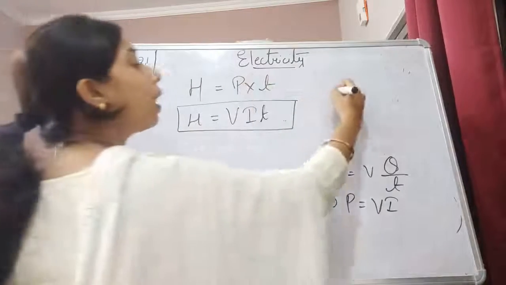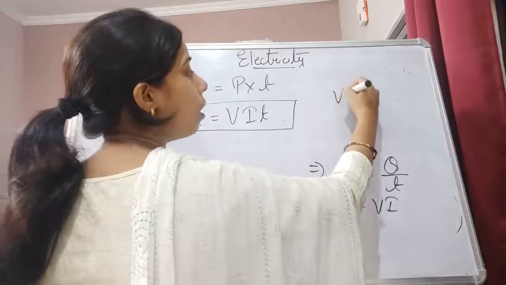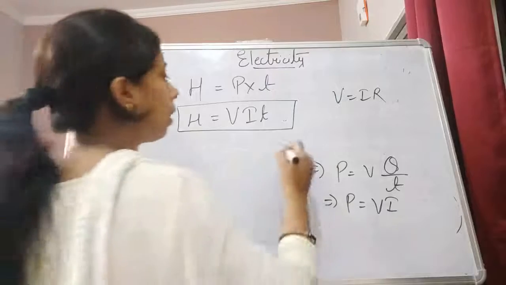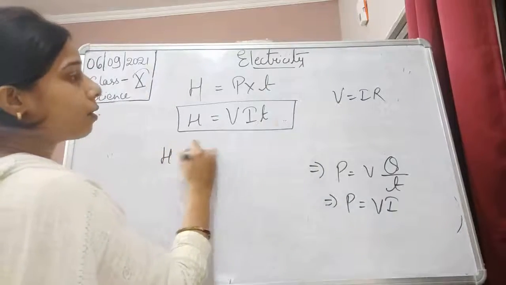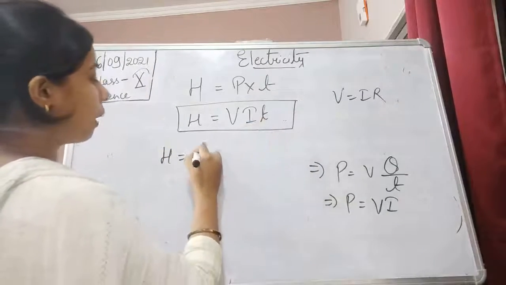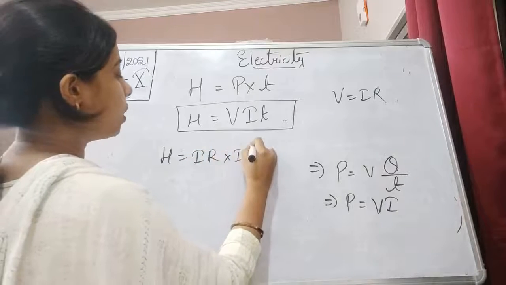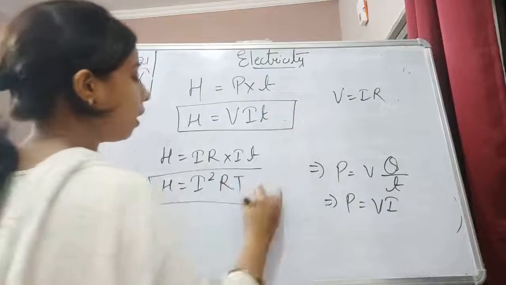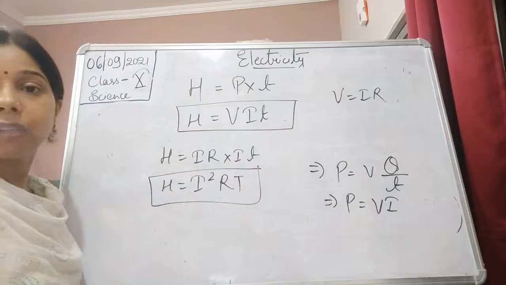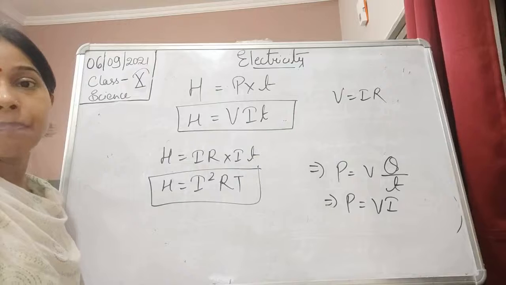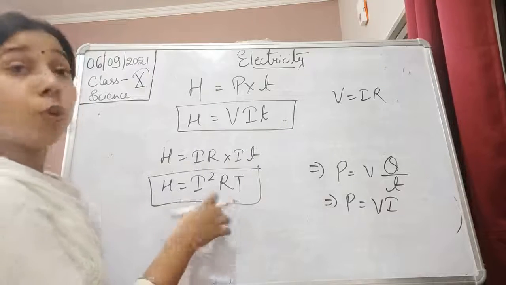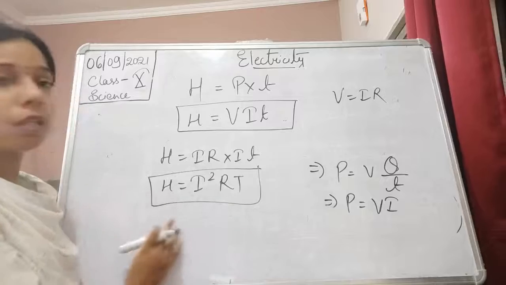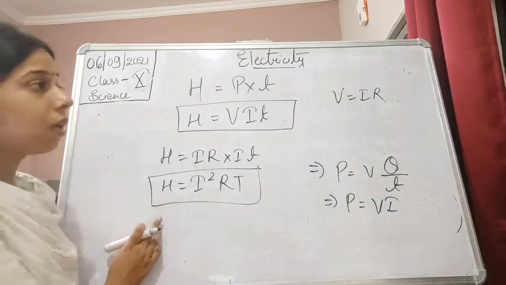Now we know that according to Ohm's law, V is equal to IR. So putting the value here, heat is equal to, in place of V, we can write IR into IT, or I square RT. This is another equation by which we can find the heating effect, when the voltage is not given but current and resistance are given.